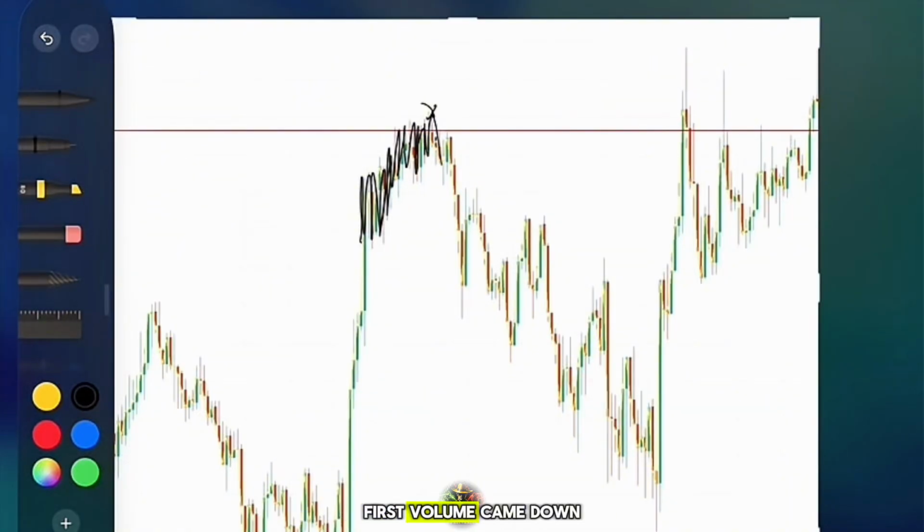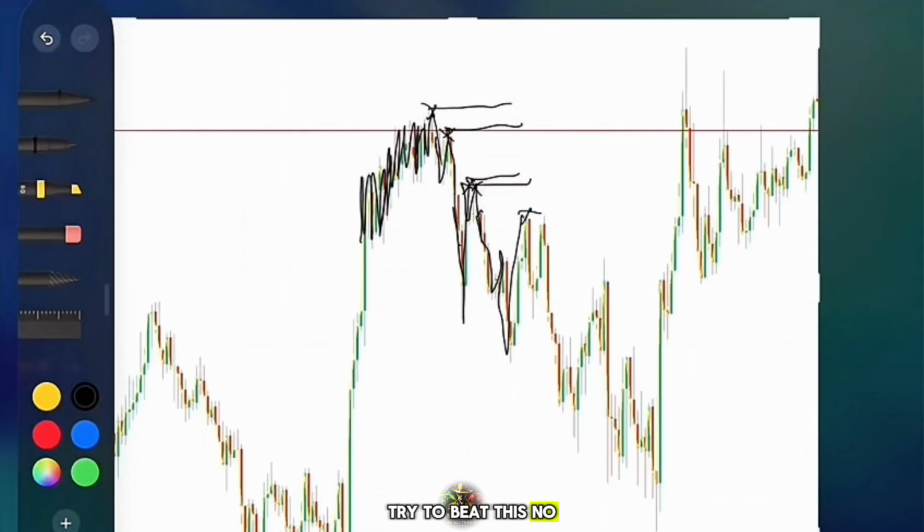First volume came down, tried to bid this high, failed. Second volume came up again, tried to bid this high, but no, failed. Third volume, fourth volume, right? Price came down, tried to bid this, no. Fifth volume, tried to bid this, no. Sixth volume. This is a proper volume. So once you're here, you can enter for a sell.